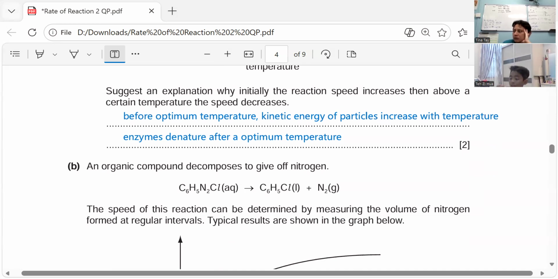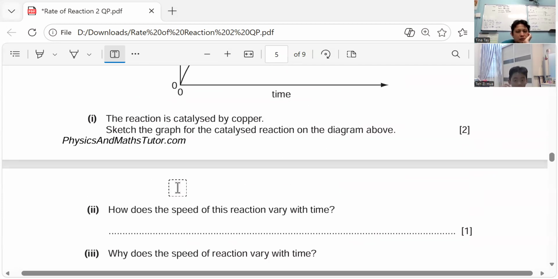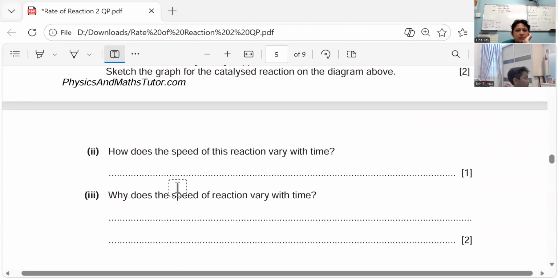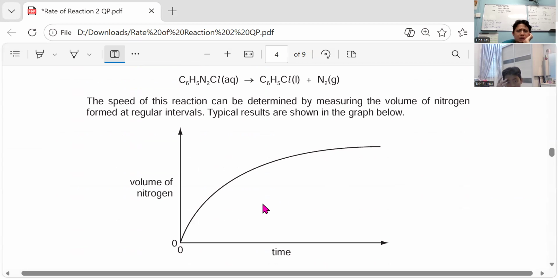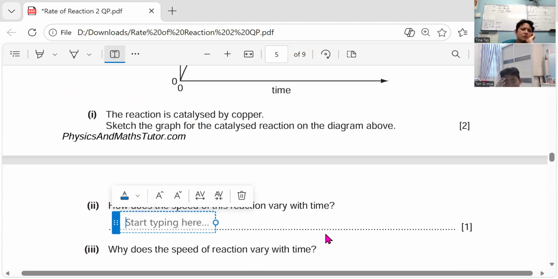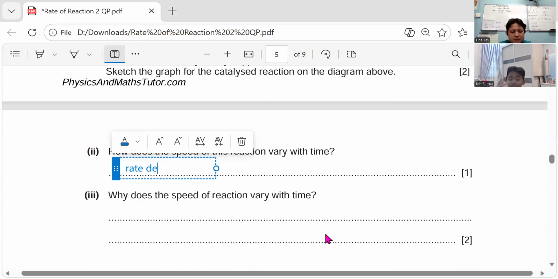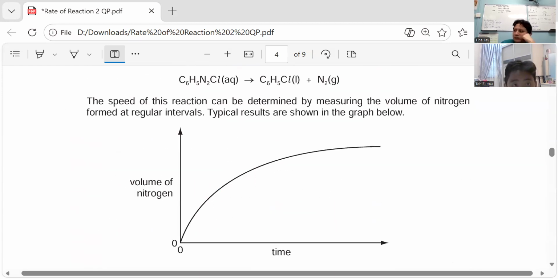All right, now. How does the speed of this reaction vary with time? Increase then decrease, or decreases with time? Everything decreases with time. I thought it's the same as the enzymes one. No, no, it's this question, this one. Oh, it decreases.